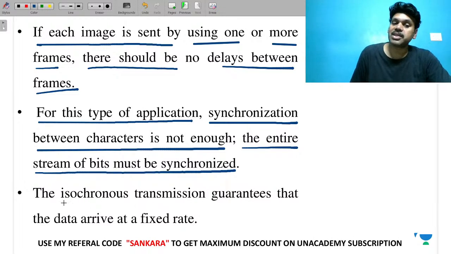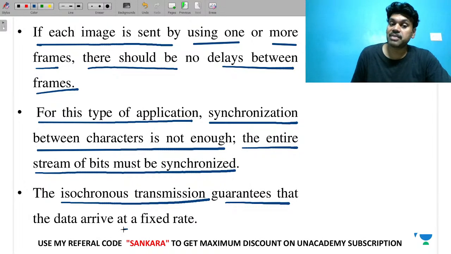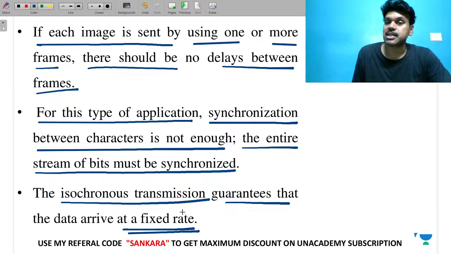So asynchronous transmission guarantees that data is arriving at a fixed rate, no floating. So all the data must be synchronized at the same time. So this is another model of your serial transmission.